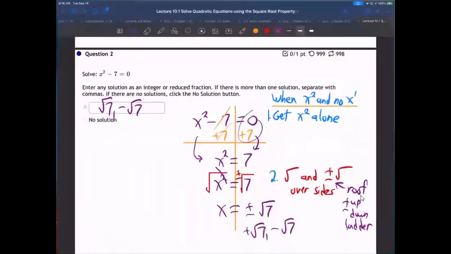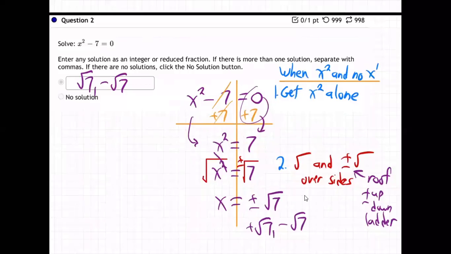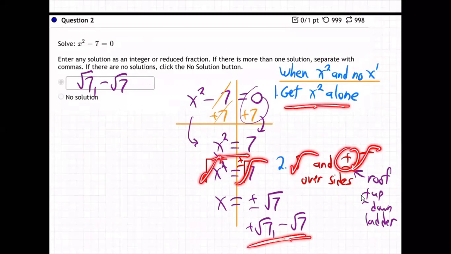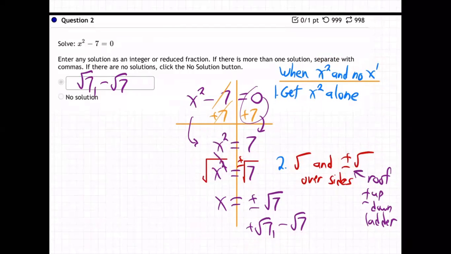All right, so there we go. So one more time. When you have x squared and no x to the first power, just x squared and numbers, get the x squared alone, we did, and then root and plus or minus root over the two sides. That gives you two answers. Type them in like that. There we go.